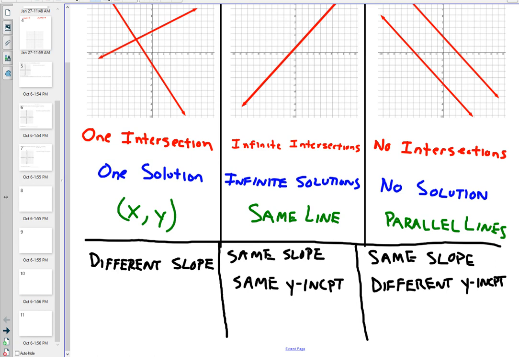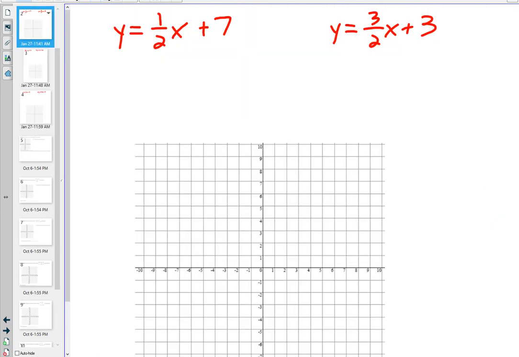So now we get the party started with examples. The nice thing about this first example is that both equations are already in slope-intercept form. So, Jordan, what's the slope of the first one? Good. And what's the y-intercept? Good. What is the slope? Keep on going, Jordan. You can just finish. What is the slope of the second? 3 over 2. Good. And what's the y-intercept?